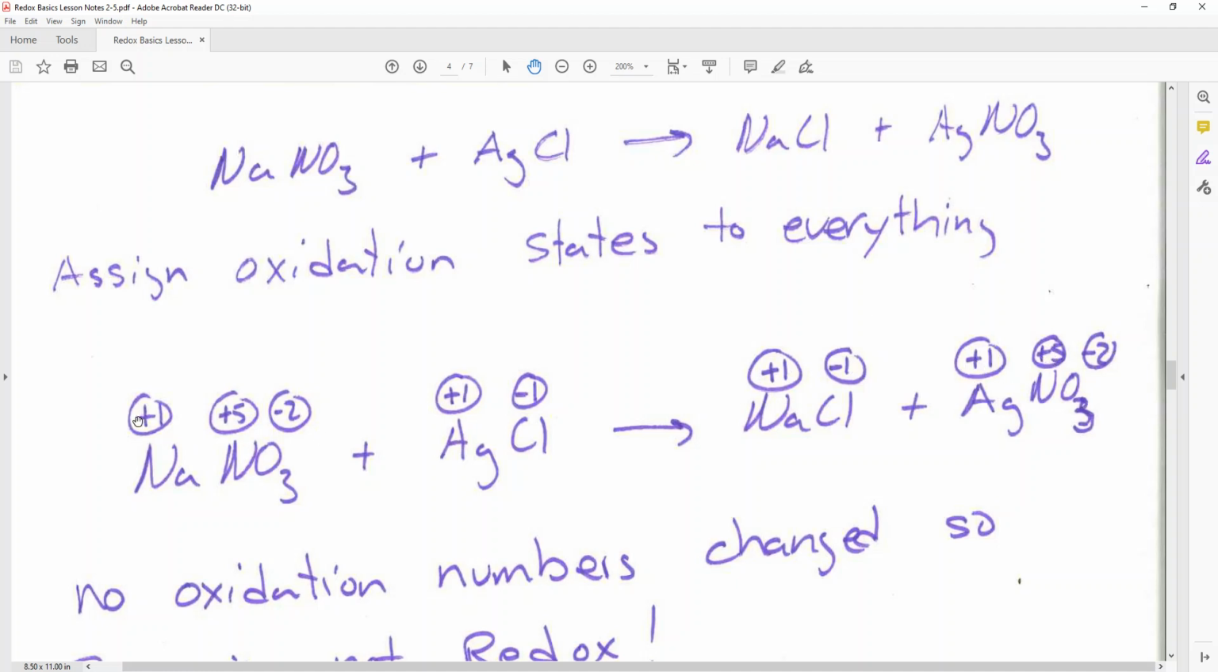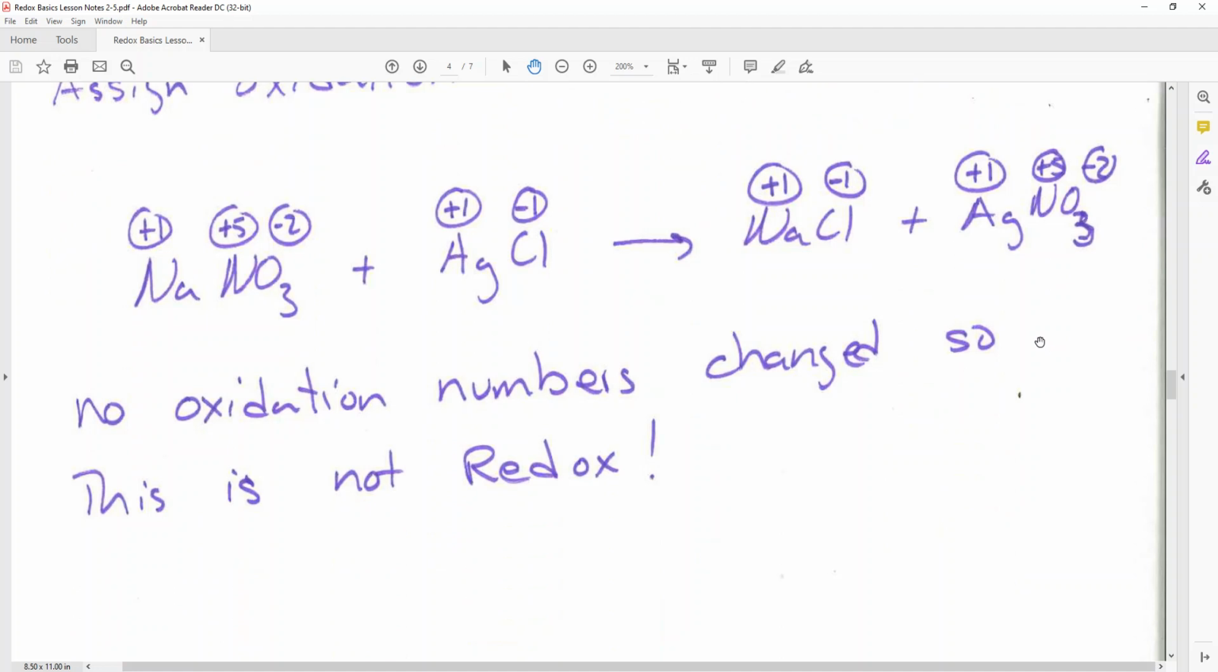So what we'll notice is sodium's oxidation number stayed the same. Nitrogen's oxidation number stayed the same. Oxygen's oxidation number stayed the same. Silver's oxidation number stayed the same. And chlorine's oxidation number stayed the same. So no oxidation numbers changed. This is not a redox reaction. And what you'll find is most double replacement reactions are also non-redox.